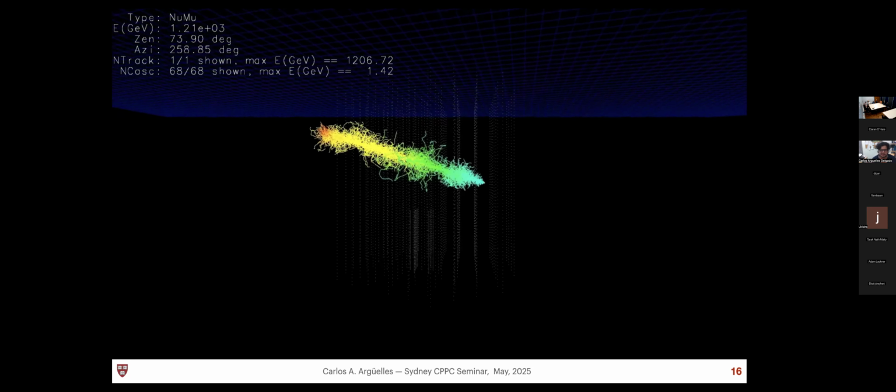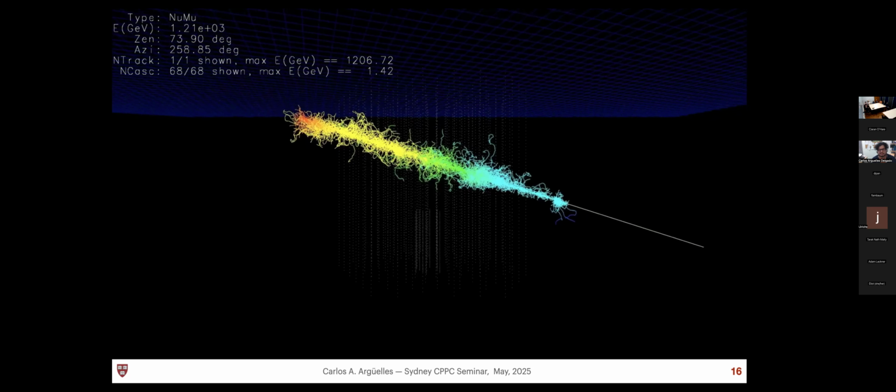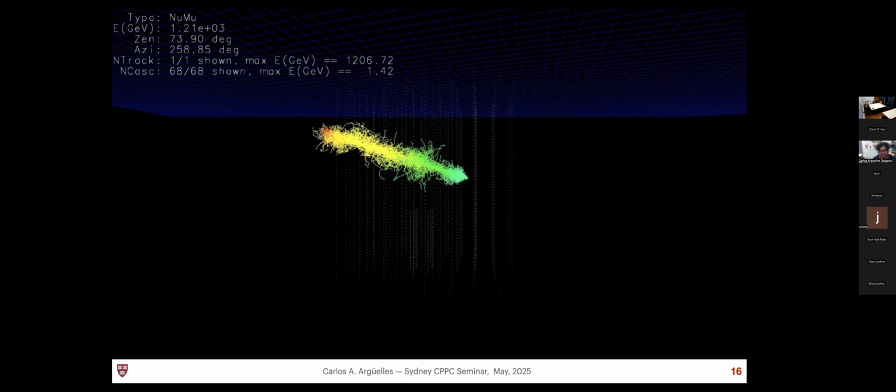Okay, so that means that to reconstruct our events, we have to know the ice properties very well to unfold them and obtain the true energy losses.